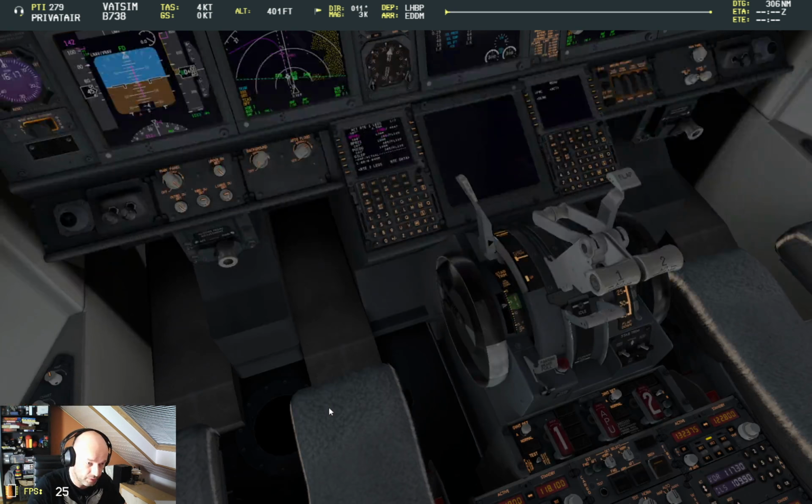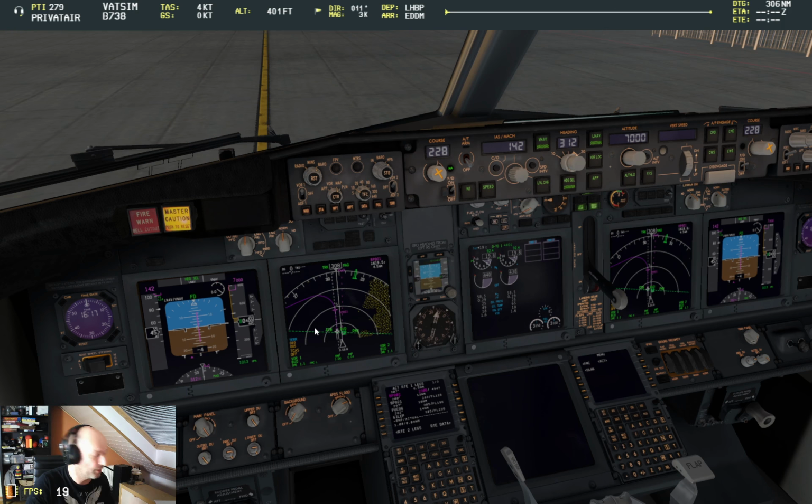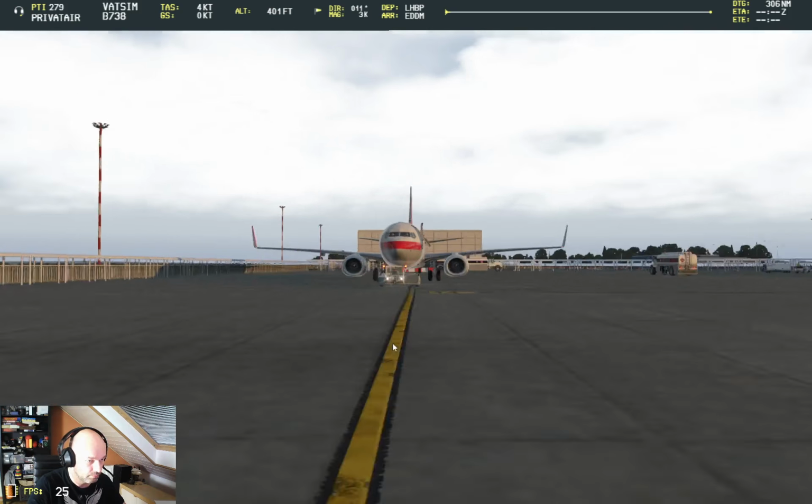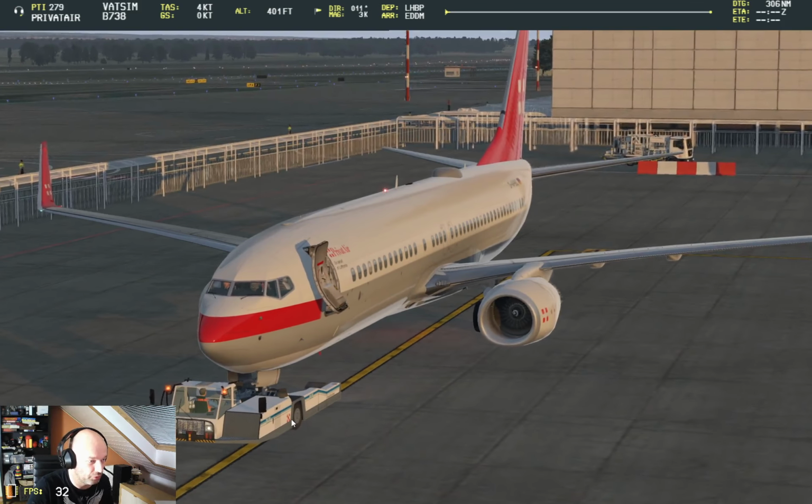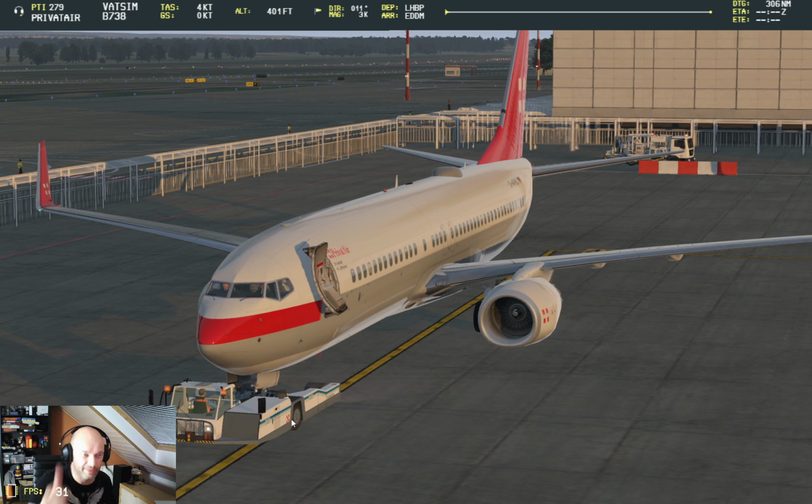So he asked me to set park brake. Park brake is set, so they can disconnect. Disconnecting tow. Stand by. Oh, cool. We forgot the door, huh? Nice. Well done, Captain. Well done.